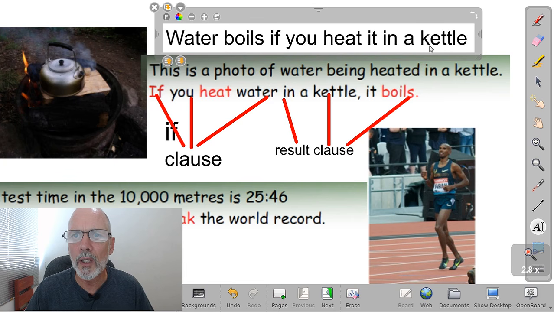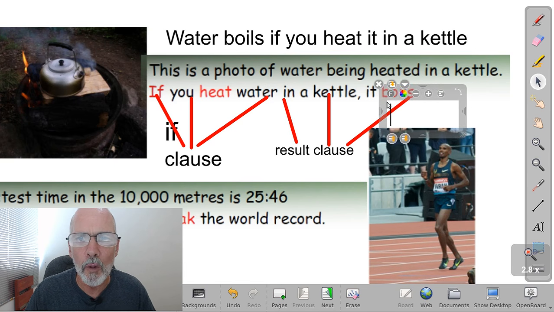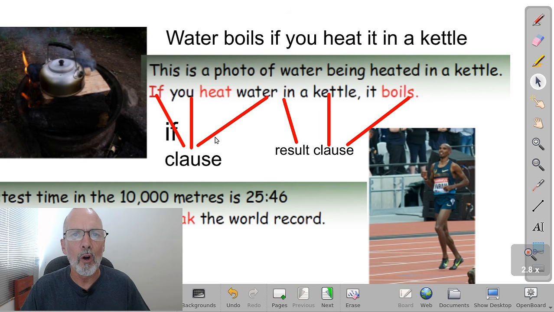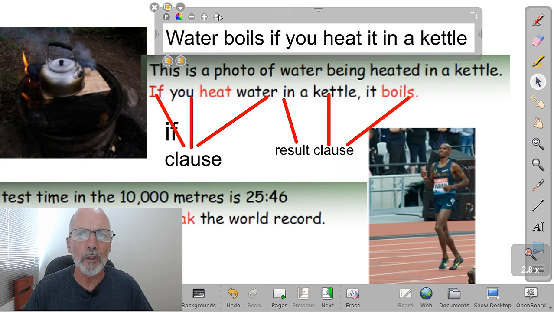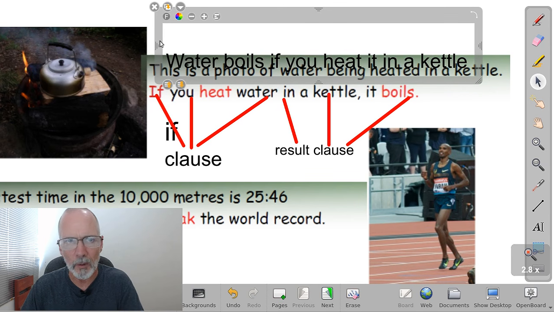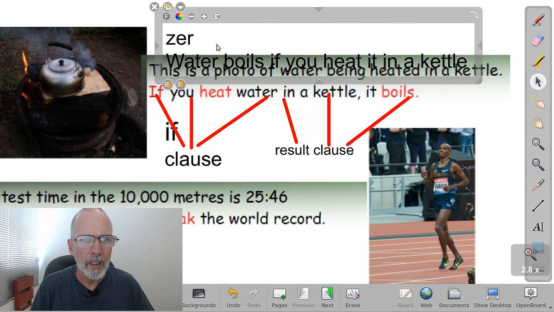Water boils if you heat it in a kettle. If you heat water in a kettle, it boils. This is an example of the zero conditional. Let's put that up there. This is called zero conditional.